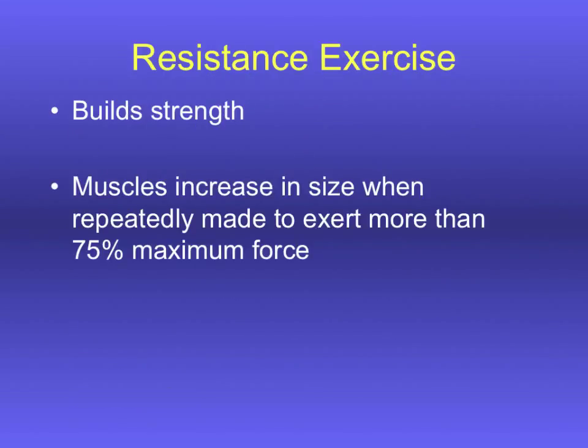Resistance exercise, on the other hand, is where you build strength. And so the general rule of thumb is that muscles will get bigger when they have to exert 75% or greater of their maximum force. So if you can lift 200 pounds, you need to be at 75% or more of that to actually build muscle. So it's a fairly heavy amount of weight that you have to lift to build strength.